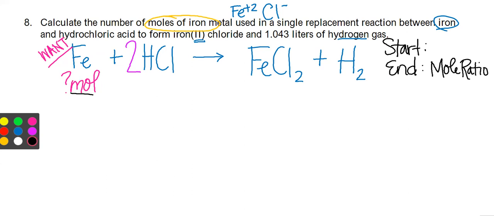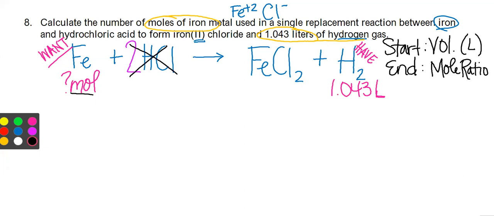Then the number that we start with, the 1.043 liters, belongs to the H2, the hydrogen gas. So that goes there. Liters is just an L. Remember that from before? And so the H2 is our have compound. And liters is in the volume circle. So we are going to start in the volume circle for our traveling on the mole map. Okay. So at this point, the 2HCl no longer matters. The FeCl2 no longer matters.